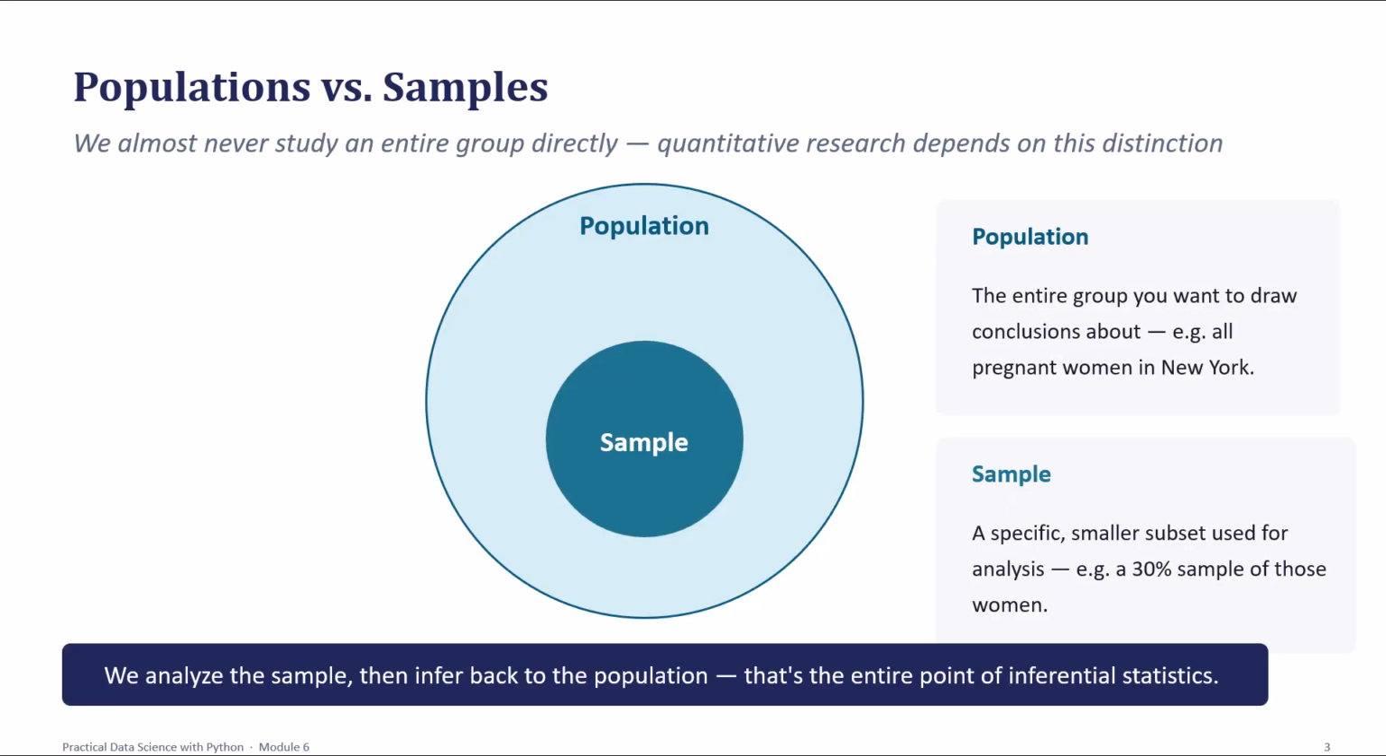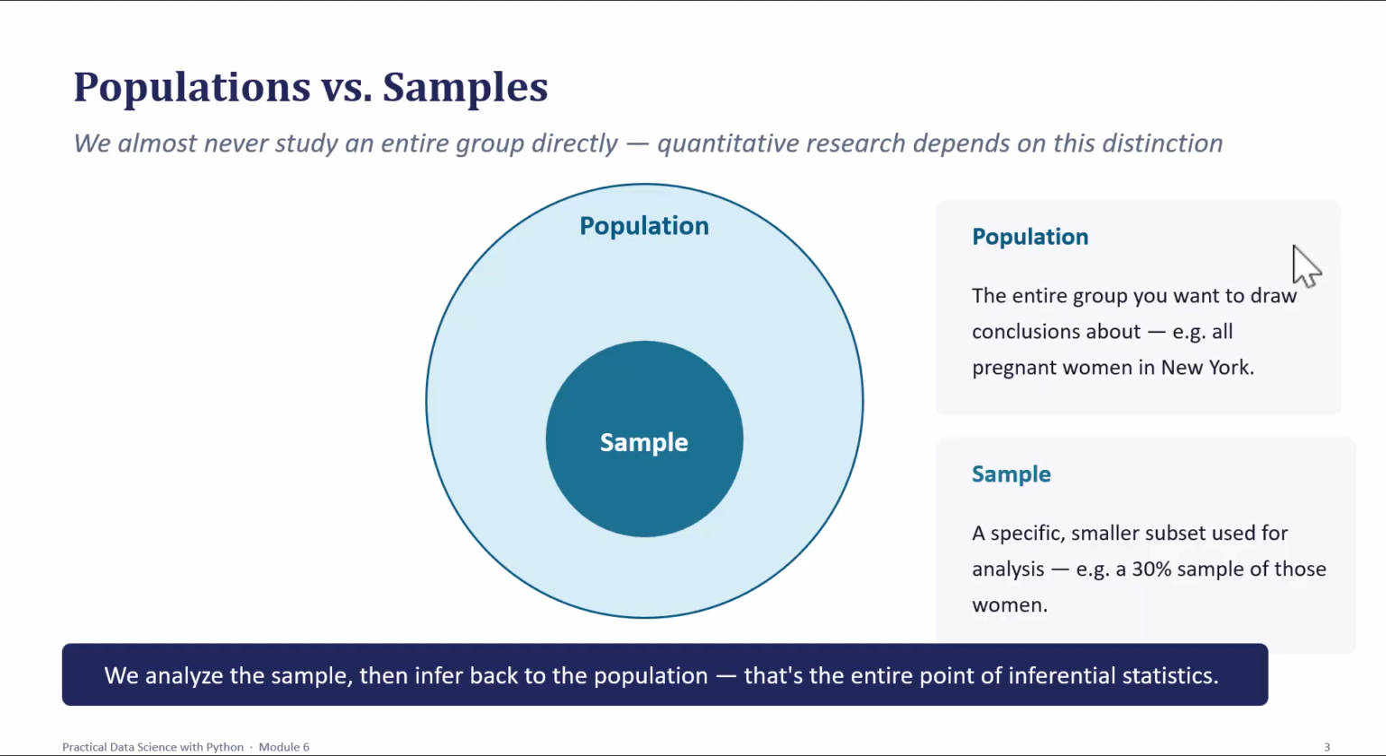So let's look at the population and samples, right? Look at sample size and the population. We almost never study an entire population, the entire group, directly. Quantitative research depends on this distinction. Among a population, we always take a sample. The entire group you want to draw a conclusion about is called the population, e.g., all pregnant women in New York. Of course, you cannot get all the pregnant women in New York, okay? So you need to define the population and sample from them.